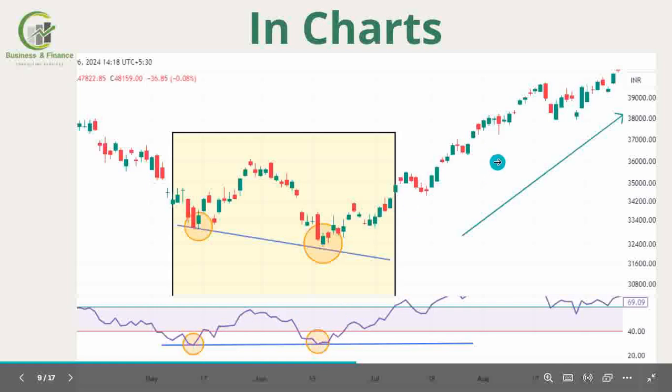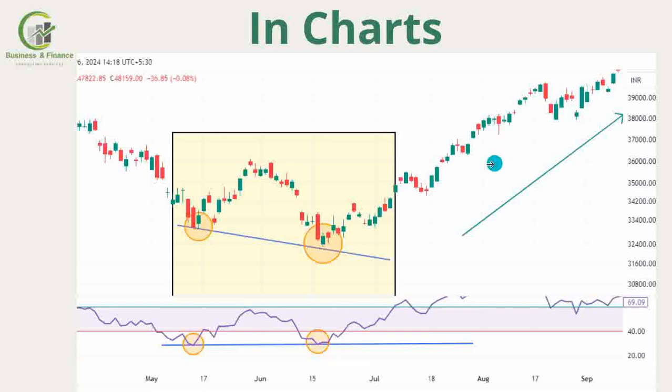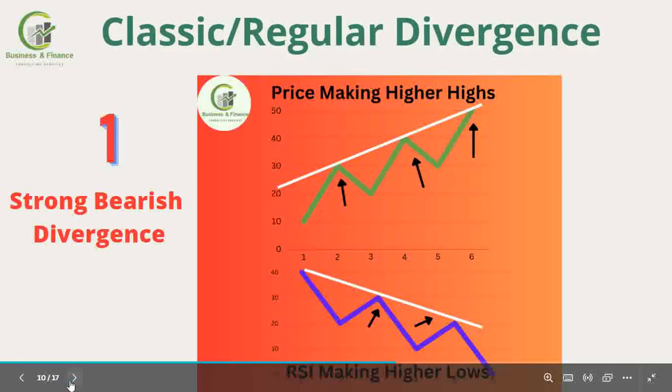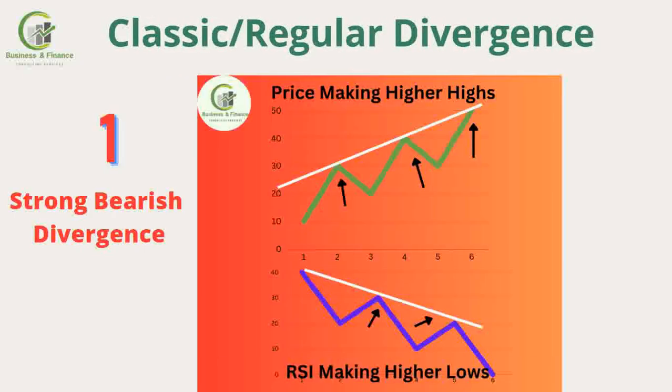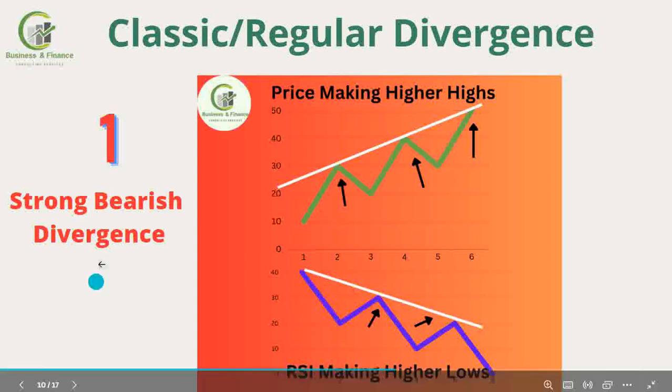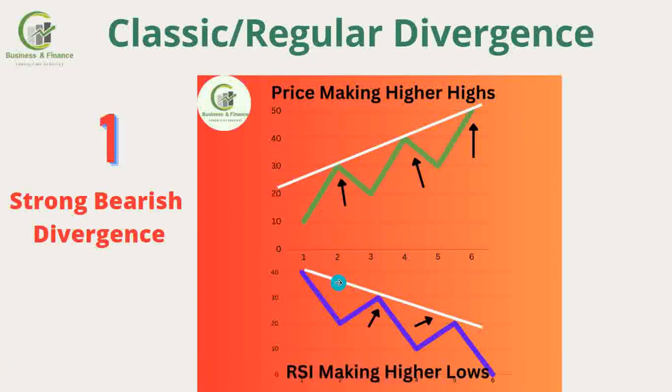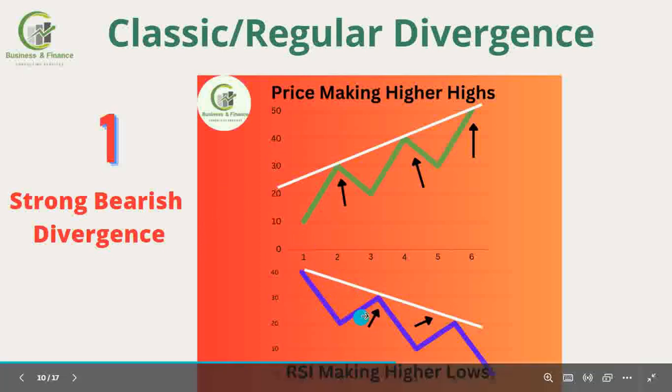And we can see the trend reversal from bearish to bullish. Now on the other side, we will be looking under the classic or regular divergence of strong bearish divergence. Number one is that if the price makes higher highs, whereas in the opposite to the price, the RSI oscillator is making higher lows, it is a strong sign that the trend might reverse.